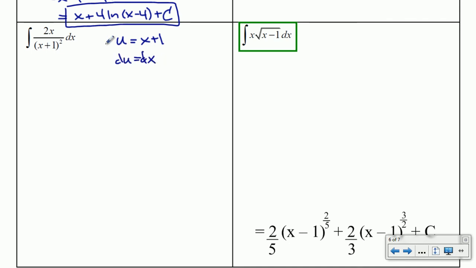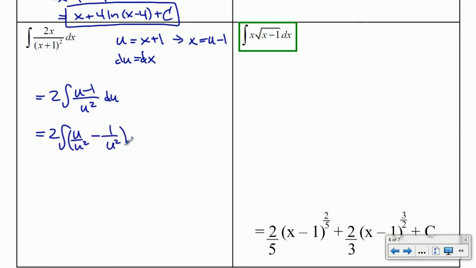And it looks like we've missed some stuff, so we would have 1 over u squared, which is great, but we have an x unaccounted for. So we would need to solve for x in this equation. x equals u minus 1. So our integral here would become 2 times u minus 1 over u squared du. And I can split this up a little bit. So this would be 2u over u squared minus 2 over u squared du, which would be equivalent to 2 times 1 over u du minus 2u to the minus 2 du.